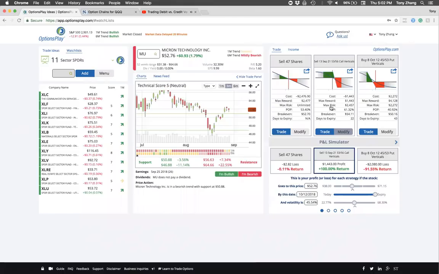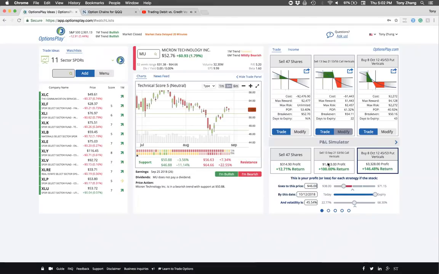So if your view is that Micron's not going to move any lower, it's just going to stay right where it is, or maybe move a little higher, or maybe move just a little bit lower, you should definitely consider trading the credit spread. If you're in the camp where you think the stock's going to easily go back to that 46 level and retest that support level, as you can see, 46.